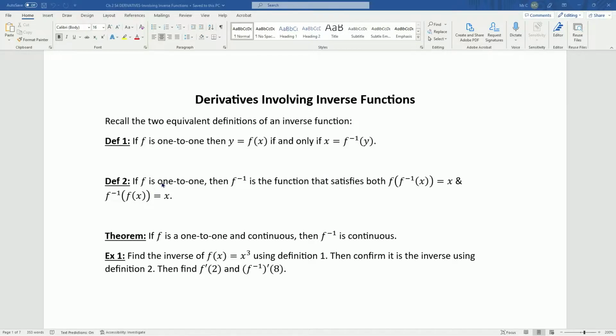And definition 2: if f is 1 to 1, then f inverse is the function that satisfies both f of f inverse of x equals x and f inverse of f of x equals x. So in other words, when you compose inverse functions, you get your input back. And of course, we've dealt with this quite a bit, dealing with logarithmic functions, which are the inverses of exponentials.